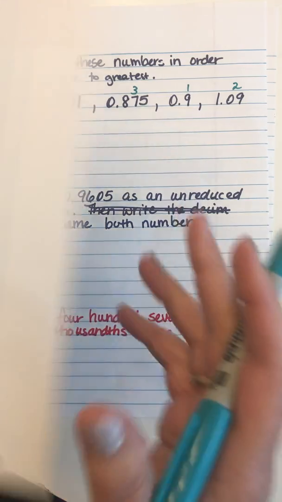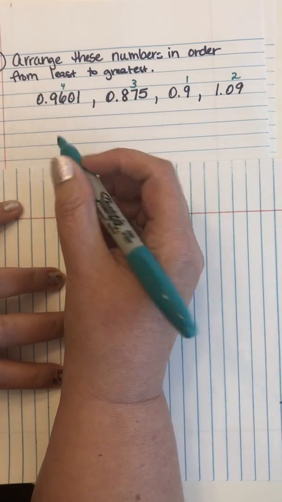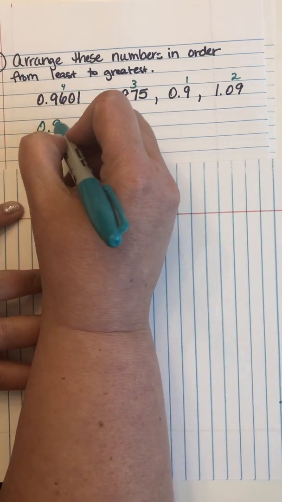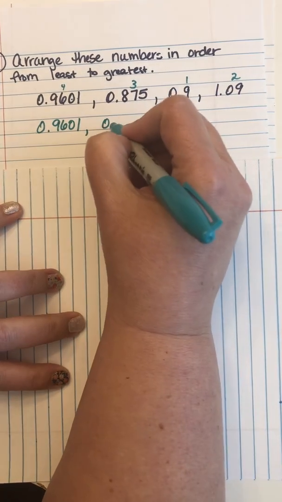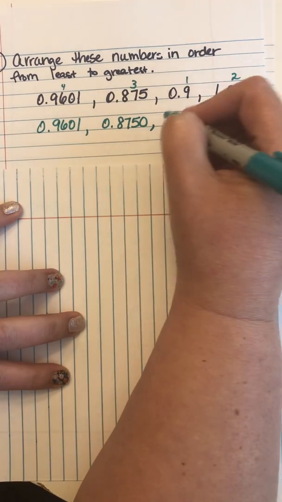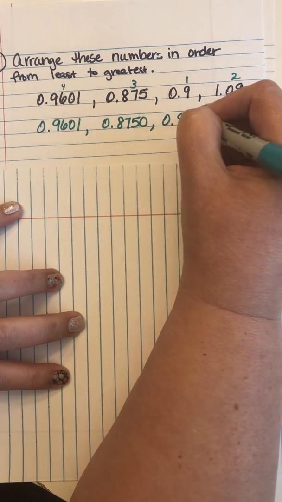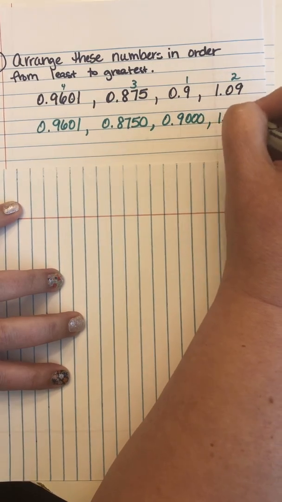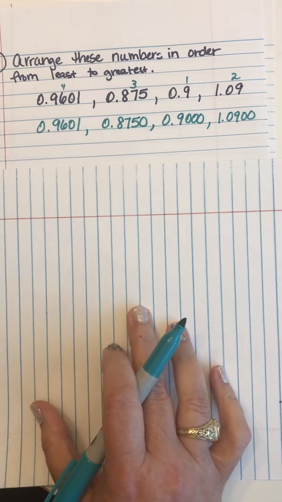So, in order to change them all to 4 place values, the first one's already there, so I will just rewrite it. The second one, I'm going to add my zeros. And the third one, I'm going to add a total of 3 zeros because I need 4 decimal places. And then I'm going to add 2 zeros to my last one. Okay? Now I have some numbers I can deal with.